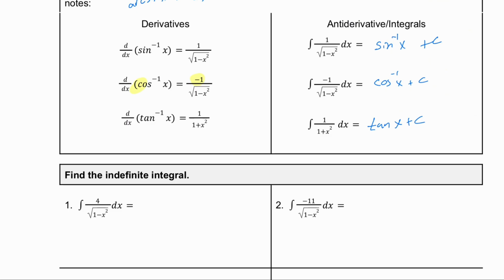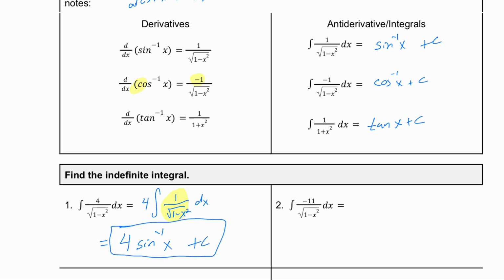So in this one here, what I'm going to do first is GCF out that 4 so we really see what we're looking at. If we GCF out that 4, we end up with 4 times the integral of 1 over the square root of 1 minus x squared dx. And again, this thing right here is your inverse sine derivative. So we know the integral of this is just going to be 4 times the inverse sine of x, and then we have that plus c at the end.